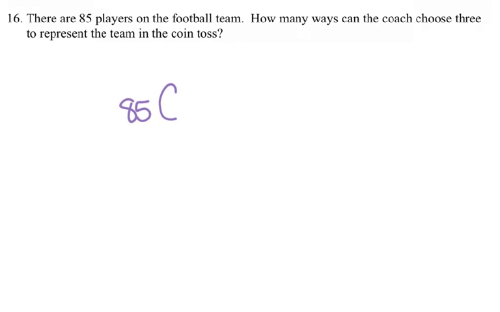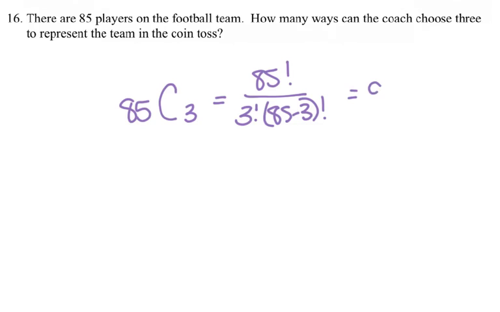And then the last one, there are 85 players on a football team. The coach is just going to choose 3 to represent the team in the coin toss. So it's going to be 85 factorial over 3 factorial times (85 minus 3) factorial, 98,770.